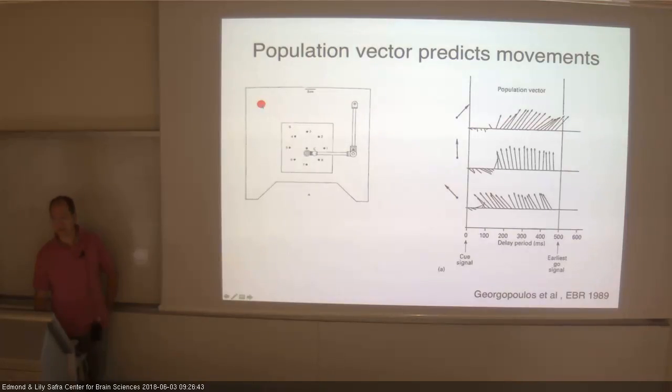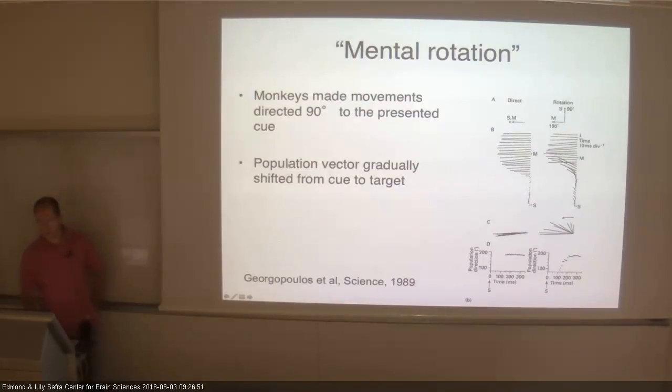Imagine he sees this dot, and then he knows that if he sees a dot, he needs to actually move 90 degrees from it. Let's say he sees this red dot, he needs actually to move to 6. So what the monkey needs to solve is basically a rotation. You see something, you need to do something that is rotated 90 degrees to that. So first, the direct condition where it's cued and moves in the same direction, and this is exactly what we saw before. The population vector is directed towards the direction of the movement and the cue.